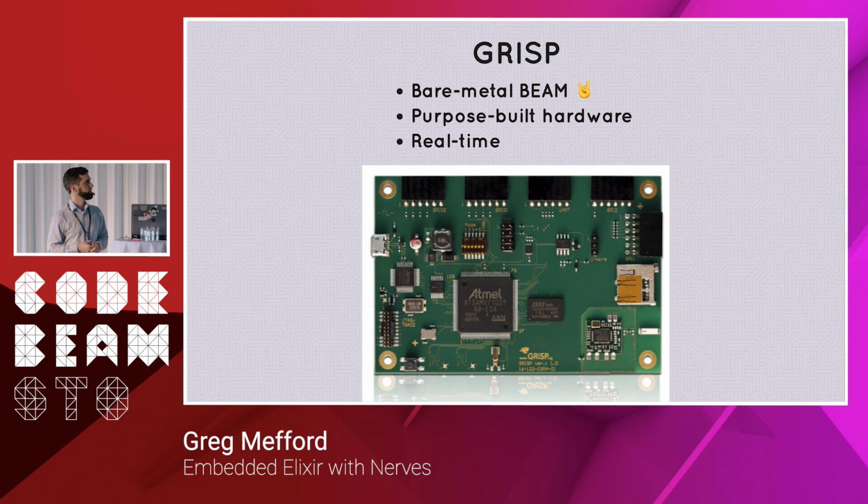On the other side of the spectrum, you have Grisp, which runs on this evaluation board, and then you could also develop your own board that it would run on. But in this case, you have purpose-built hardware, and you get real-time, which is a term you may or may not be familiar with. But if you're in embedded systems, real-time is something you would know you had that requirement if you had that requirement, and you need this for that because Nerves is not real-time.